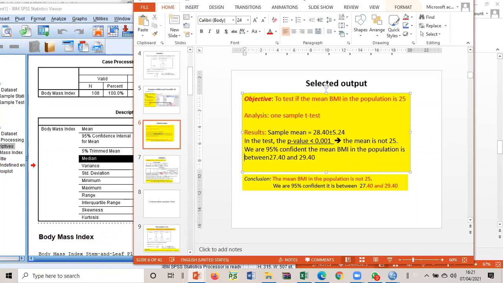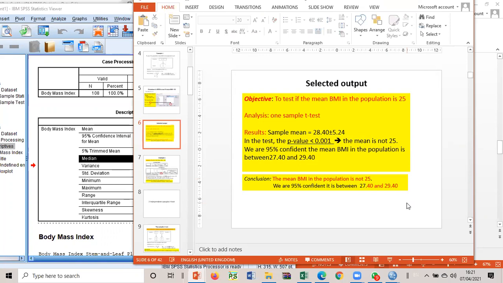In the test, the p-value was less than 0.001. Right. Meaning the mean is not 25. This implies the mean is not 25. Right. We are 95% confident the mean BMI in the population is between 27.4 and 29.4. So the conclusion is the mean BMI in the population is not 25. We are 95% confident it is between 27.40 and 29.40. Right.